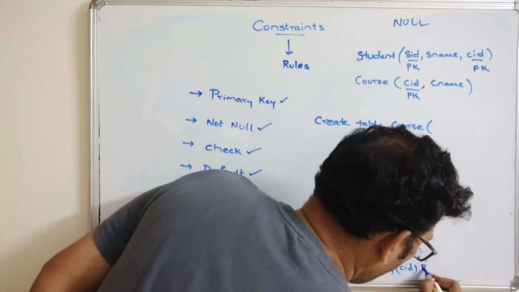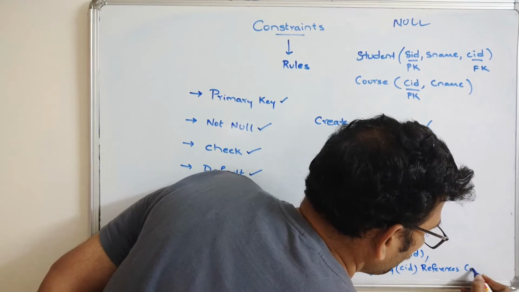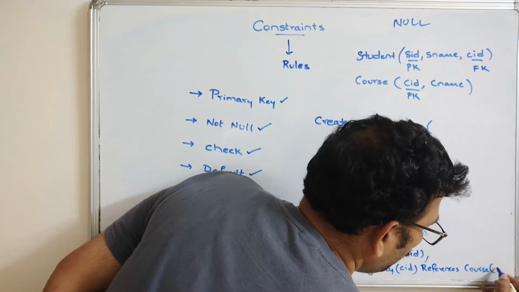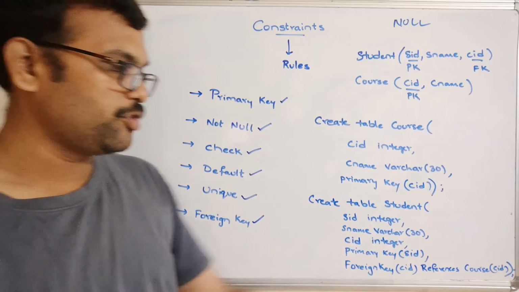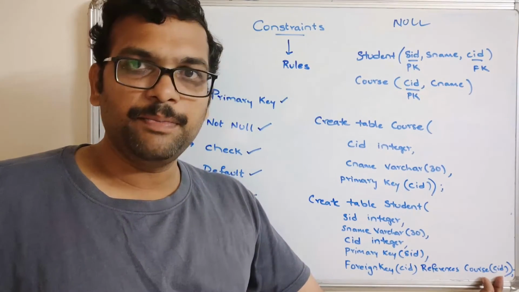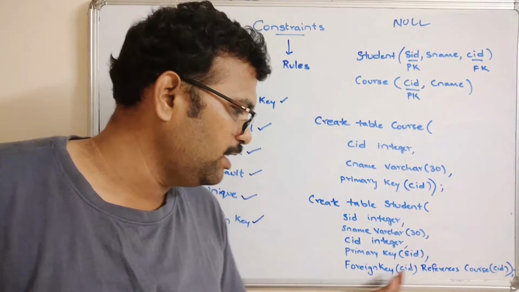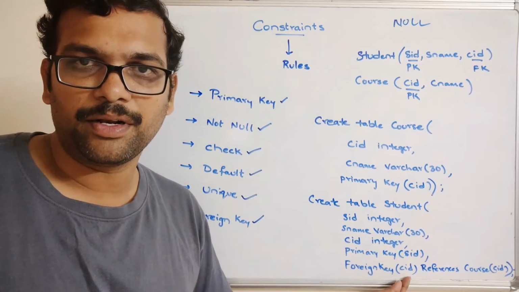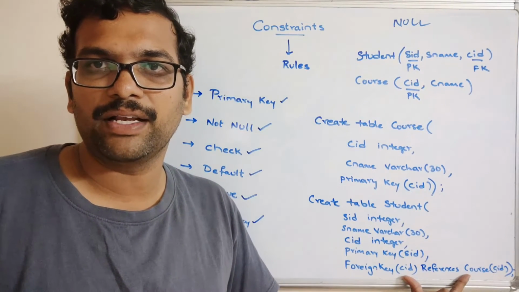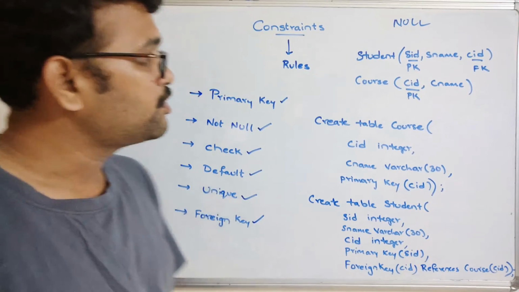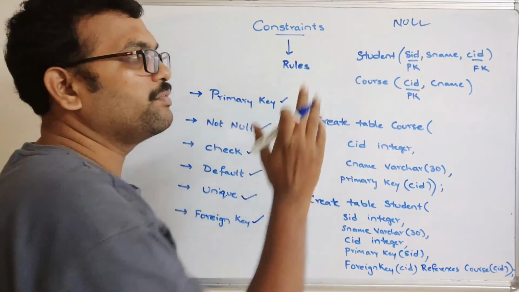So here you need to write references course of CID. So the course of CID, that means course ID, will be the primary key of the course table, which references the foreign key in this student table. So this is the syntax to create the foreign key while creating a table, right? So this is how we will create a foreign key for two different tables.